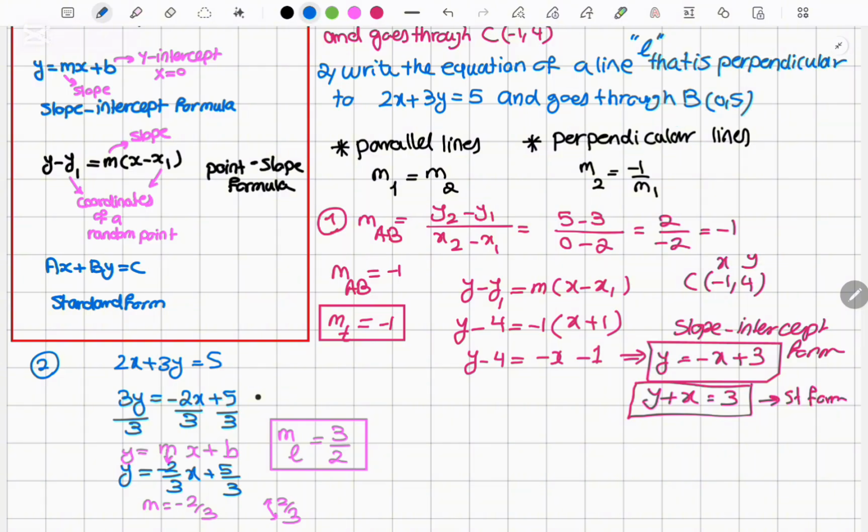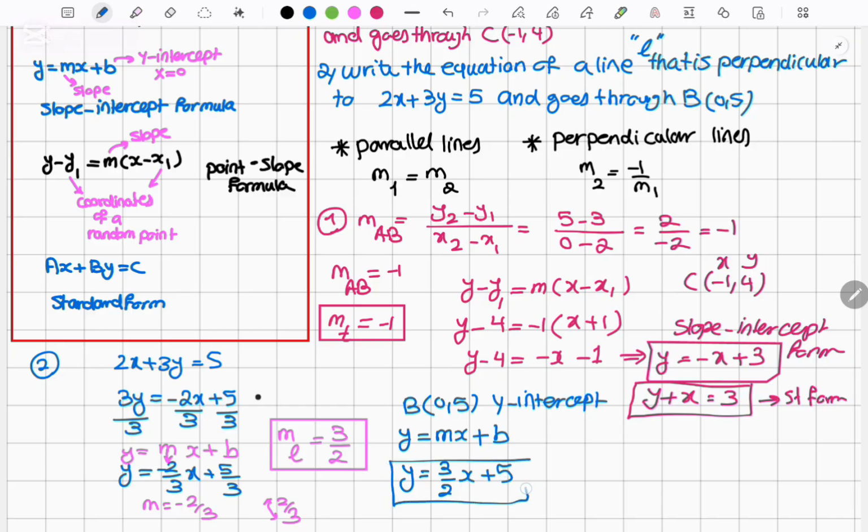So now I'm going to move on. y is equal to mx plus b is going to be the best choice because point B here is the y-intercept. And you could always use this other formula, point-slope form, because it can be used for every case. So it doesn't make any difference there. So I'm going to have y is equal to, the slope is 3 over 2, x plus 5. That's going to be leaving it in slope-intercept form.